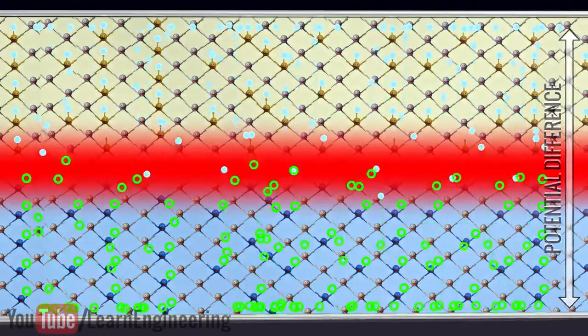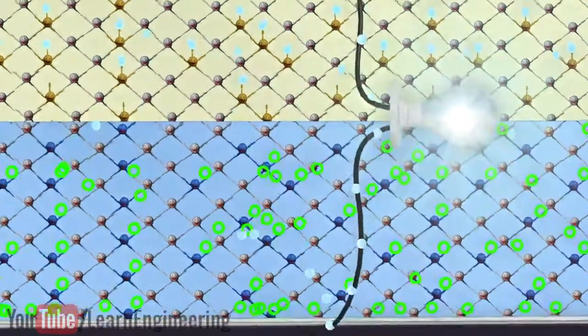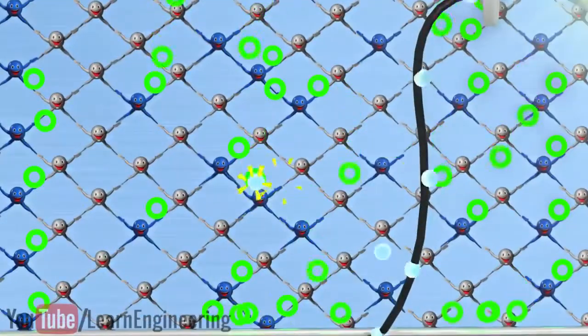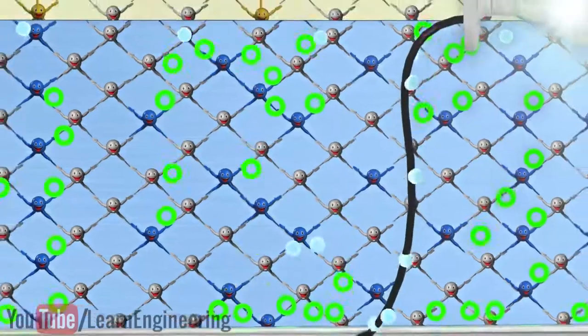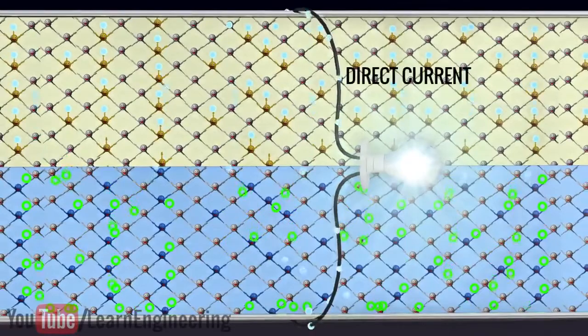As soon as we connect any load between these regions, electrons will start flowing through the load. The electrons will recombine with the holes in the p region after completing their path. In this way, a solar cell continuously gives direct current.